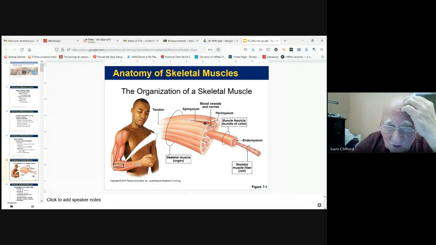So connective tissue holds the muscle in place, surrounds the entire muscle. So one muscle is an organ. A muscle is a bundle of fascicles, bundles of muscle cells. The endomysium surrounds each muscle fiber, a cell. The epimysium surrounds the whole muscle, and perimysium is around each fascicle.